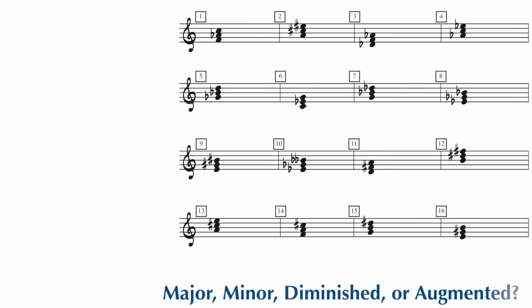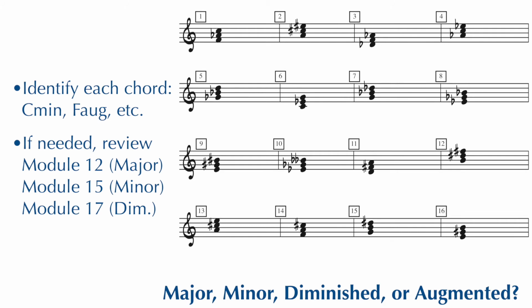On page 60, we have this triad exercise: major, minor, diminished, or augmented. This is an identification exercise. We've got 16 triads written in root position. Your job is to name each chord and label it as major, minor, diminished, or augmented.